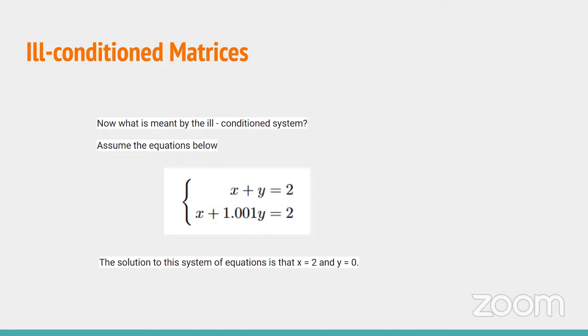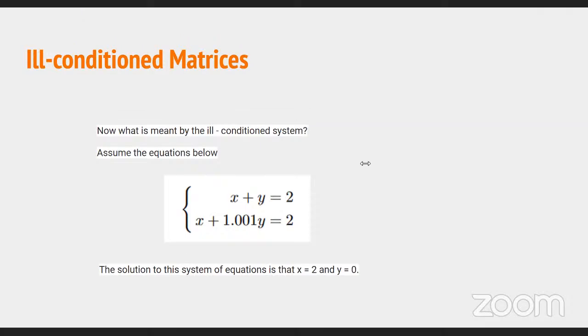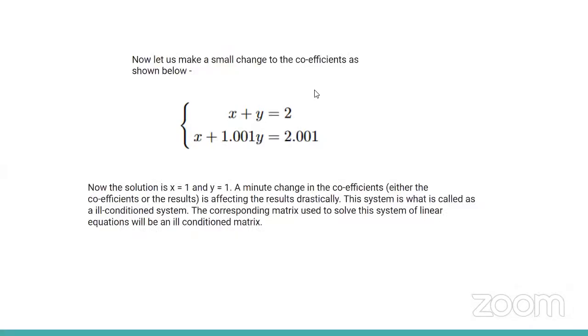So the first topic is ill-conditioned matrices. Now, what is an ill condition? Let's talk about an ill-conditioned system before we make it peculiar to a matrix. Now look at this equation: x plus y equals 2 and x plus 1.001y equals 2. If you solve this, the answer is x equals 2 and y equals 0.